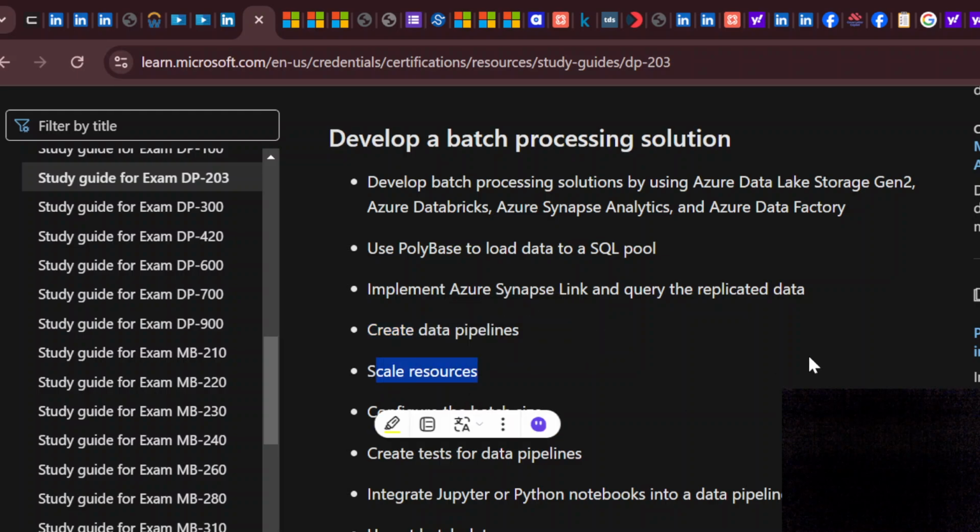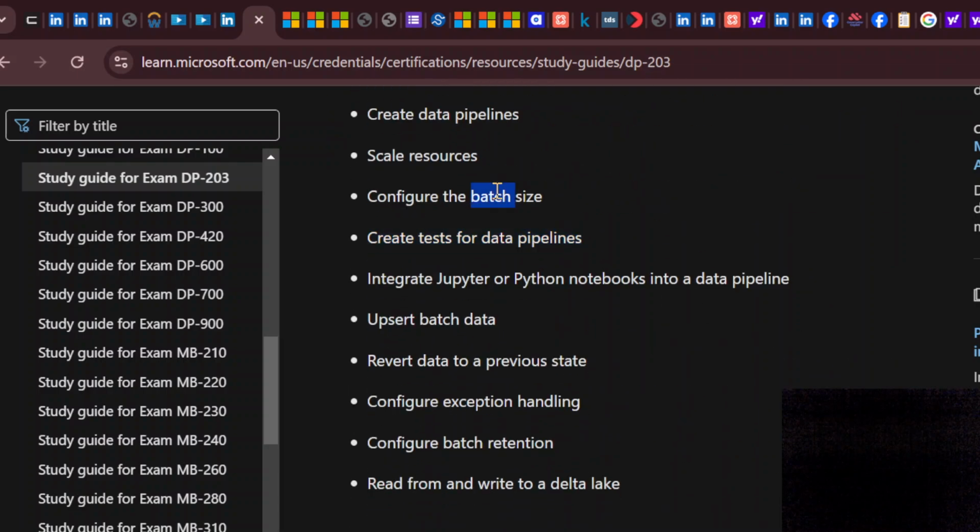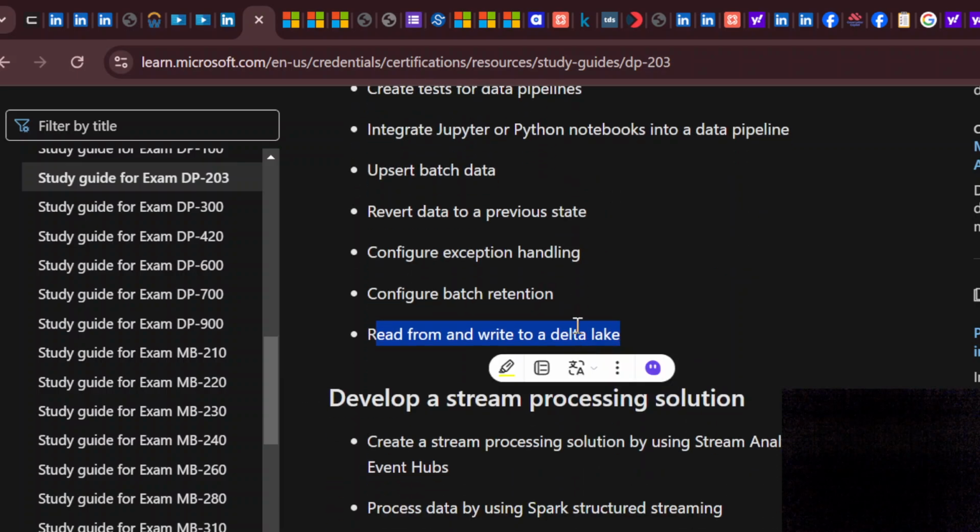Scaling resources, configure the batch size, create tests for data pipelines, integrate Jupyter or Python notebooks into a data pipeline, upsert batch data, revert data to previous state, configure exception handling, configure batch retention, read from and write to Delta Lake, again here, not data lake.